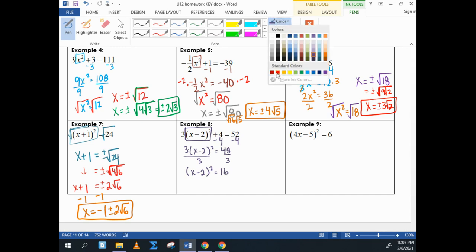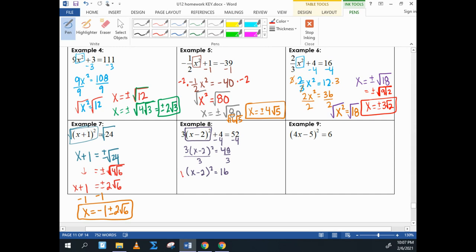Now we could go through and undo that square. We're going to take the square root of both sides. So we've got the square root of x minus 2 squared, which gives us x minus 2, and the square root of 16. You're so excited to see a perfect square that you forgot to write down the plus or minus. Don't forget that. So plus or minus 4. Now we could go ahead and add 2 to both sides. So x is equal to 2 plus or minus 4.